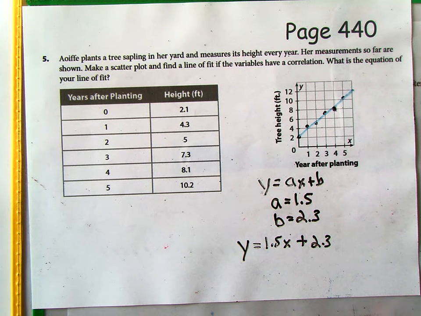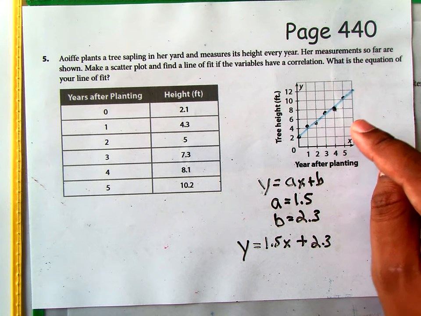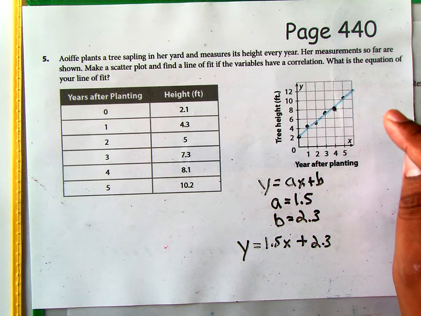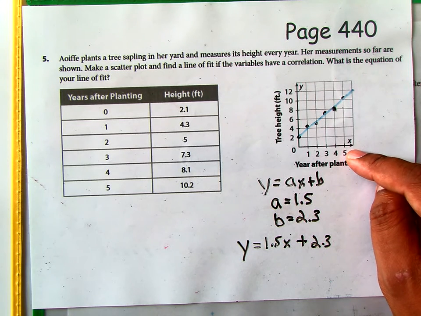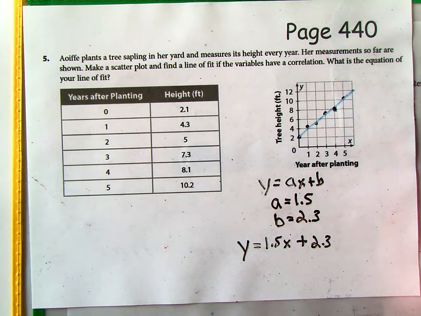Now, what can we do with that? Well, she's planted the tree and it's grown for 5 years. We want to know maybe 5 years from now what it's going to be. So in the next video, I'm going to show you how to make that prediction down the road, how many years that's going to be.